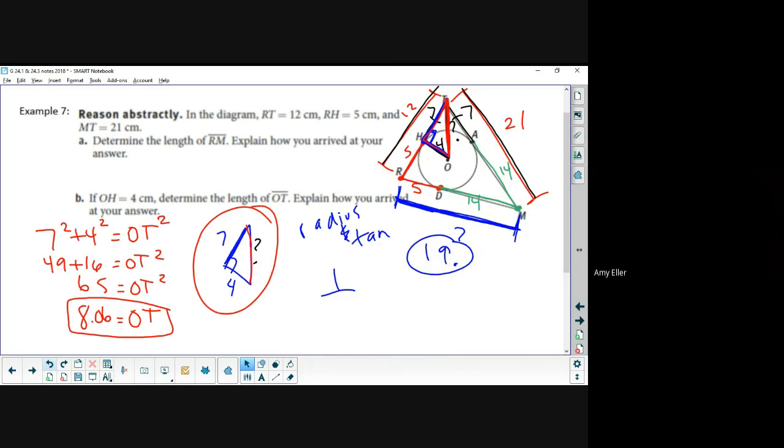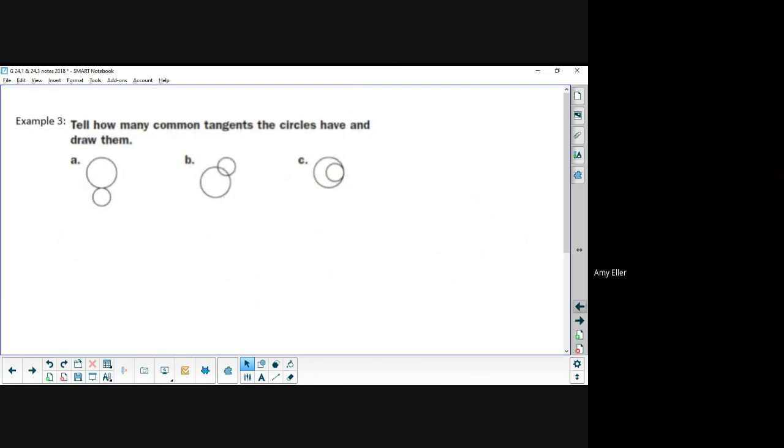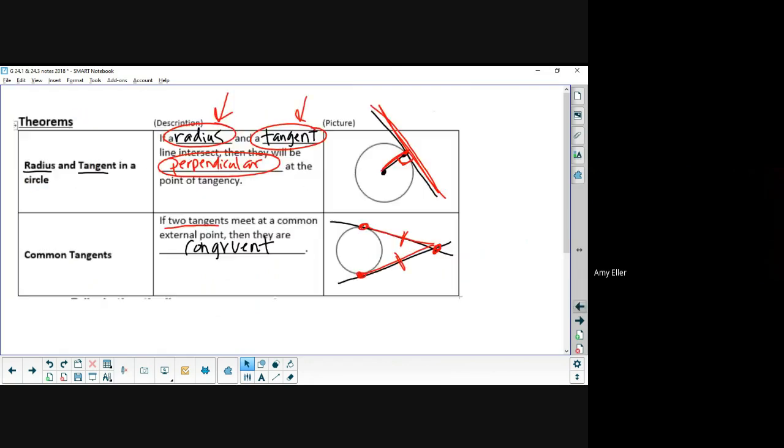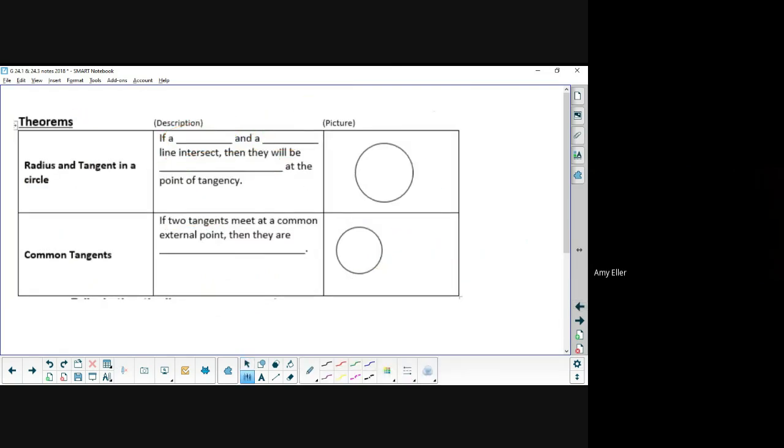There we go. So that's the end of notes for today. We have some vocabulary. We have 2 theorems. Let's go back to those theorems. The theorems are if I have a radius and a tangent line that meet, where they meet will be perpendicular. You can see that led to a couple of Pythagorean theorem questions because it's a right triangle. And then our other theorem was if I have some external point, the 2 tangents that touch there, they will be congruent or same size.